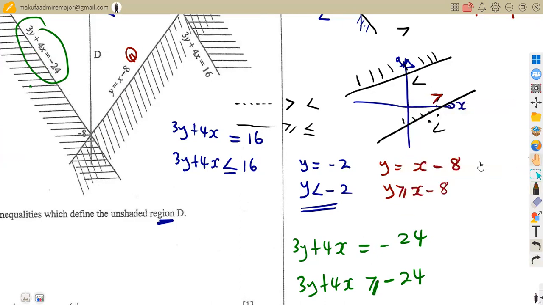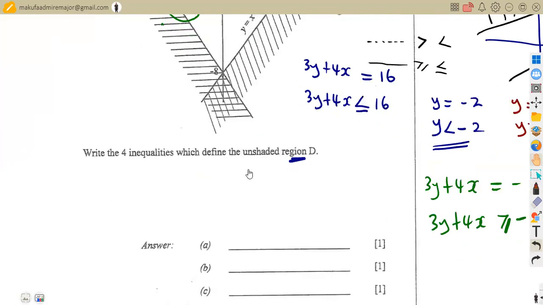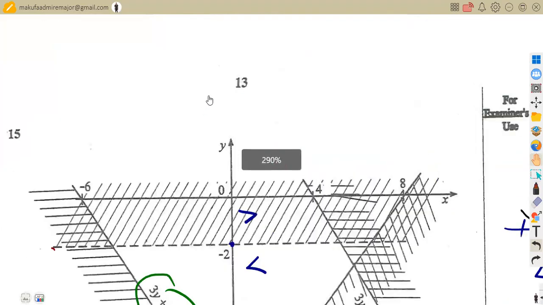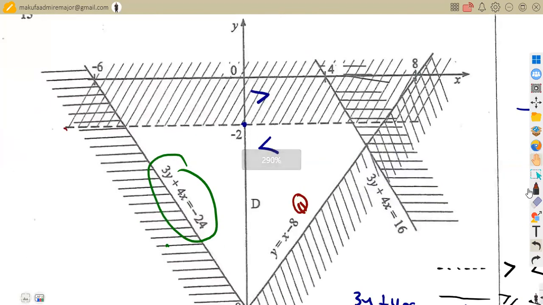So we've listed the 4 inequalities which define the region that was not shaded, which is the region D. What you just need to know is that on this line, this side of the line is greater than, this side is less than. According to this line, this is the one on top, it's greater than, this one is less than.